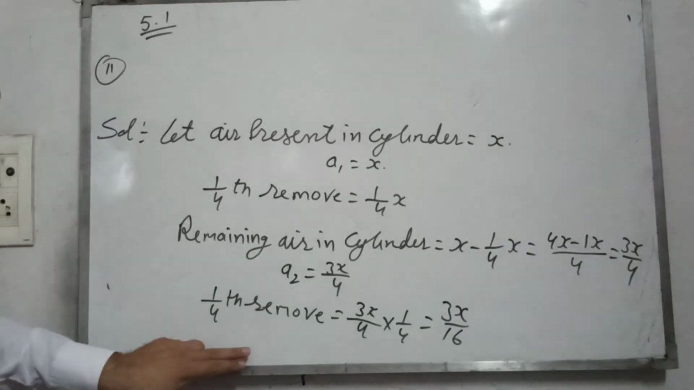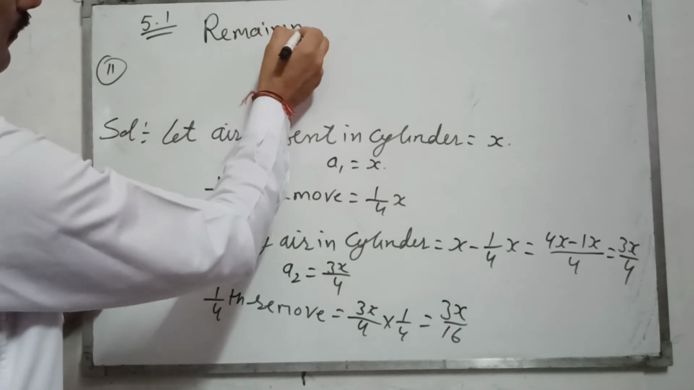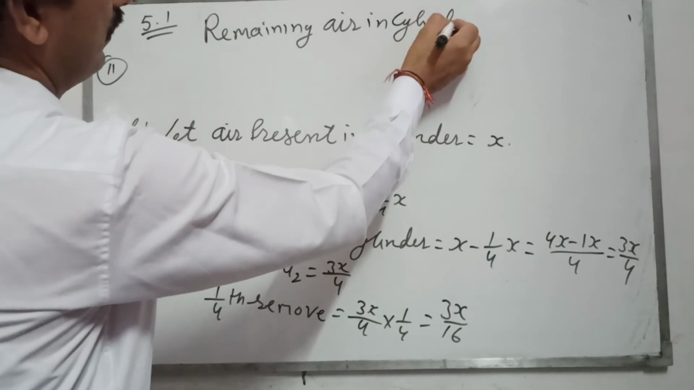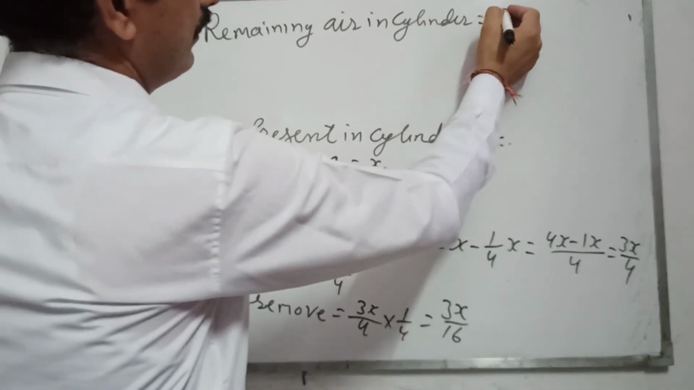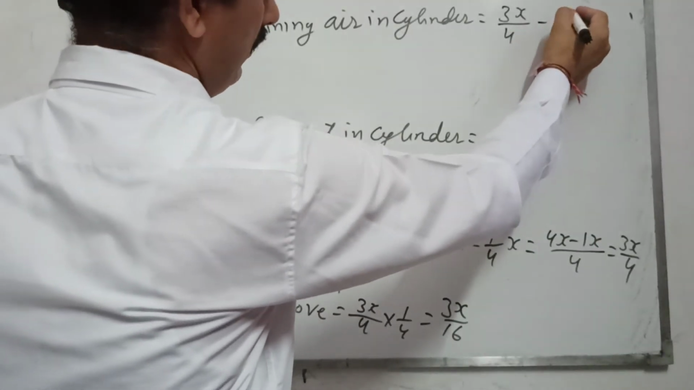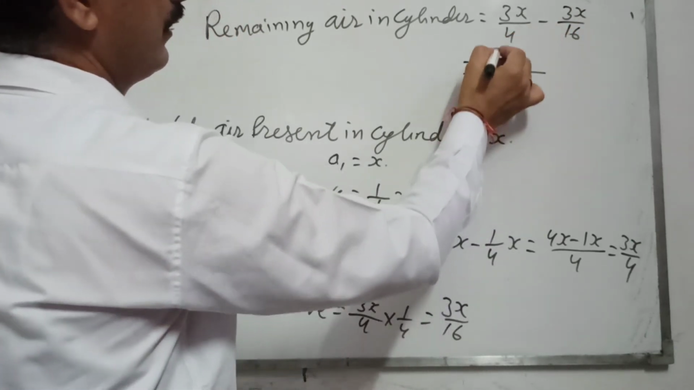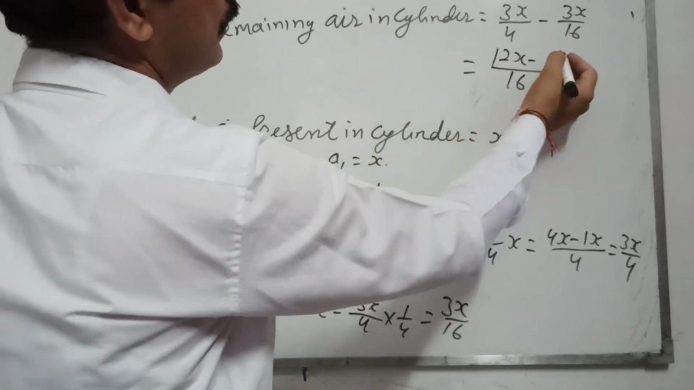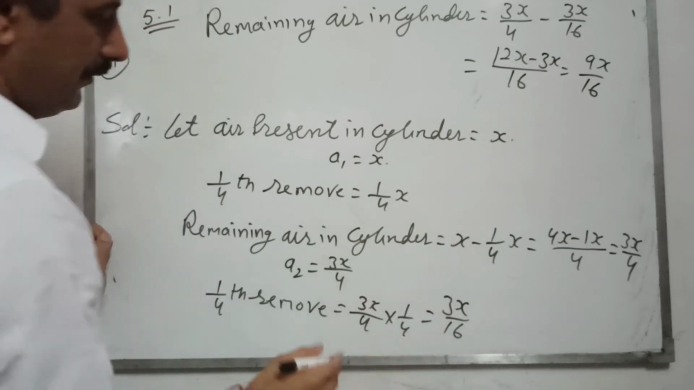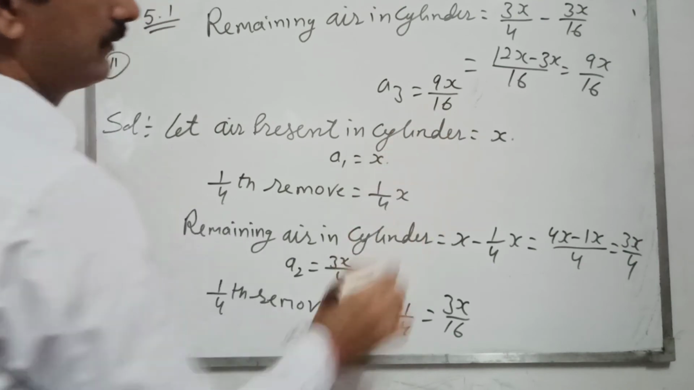The 1/4 is removed, so the remaining air in the cylinder is 3X upon 4 minus 3X upon 16. LCM is 16. You get 12X minus 3X, so you get 9X upon 16. That becomes A3. 9X upon 16 is A3.